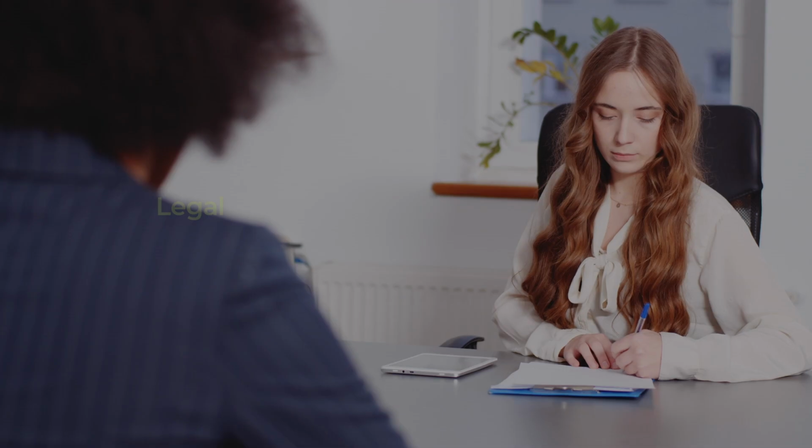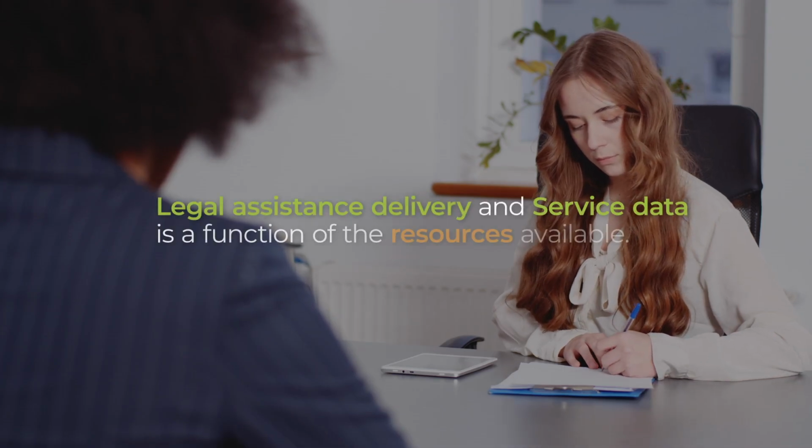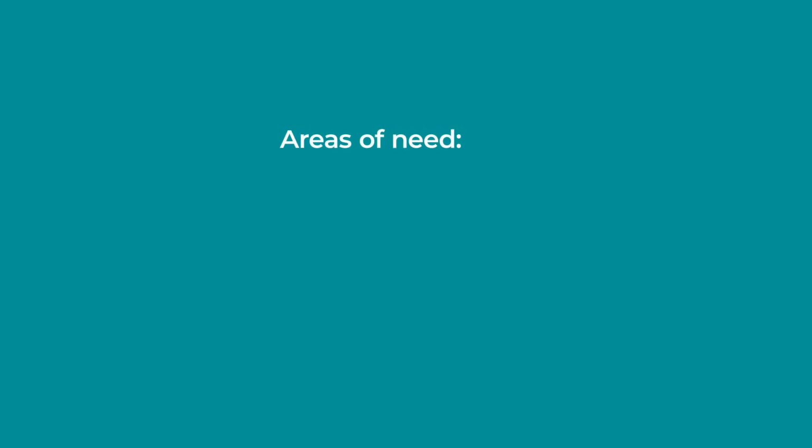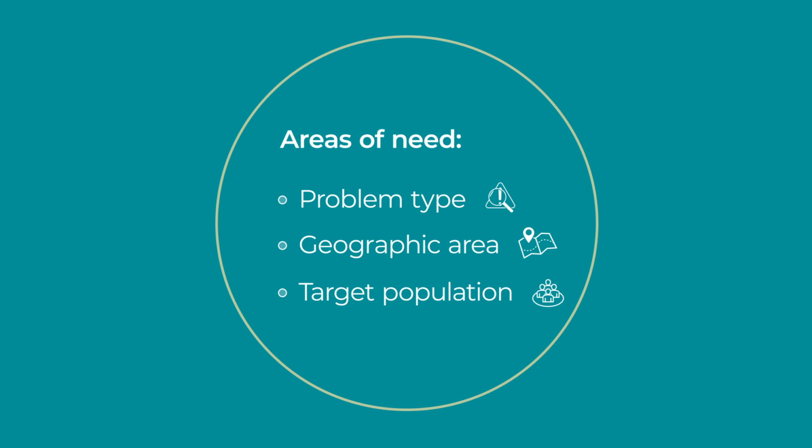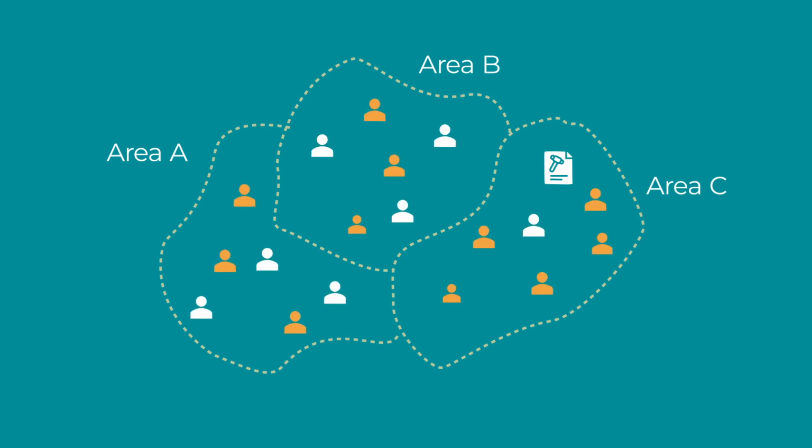It should be noted that legal assistance delivery and service data is a function of the resources available and the focus of service providers in targeting specific areas of need in terms of problem type, geographic area, or target population, all of course within a constrained environment. For example, if there are specialist service providers in a given area, such as women's legal services, service data will unsurprisingly show a client profile with high proportions of female clients. That doesn't mean that men are less likely to experience legal problems, but simply that their needs are perhaps not met, or met through other ways or other providers.